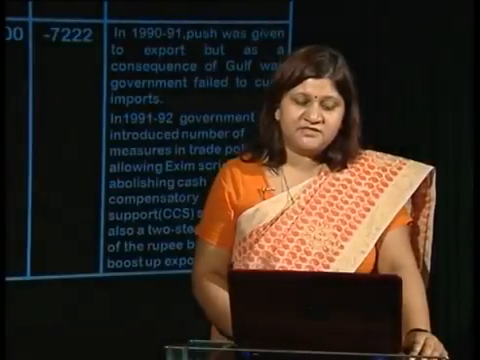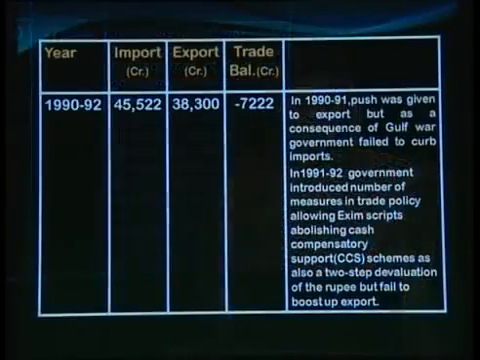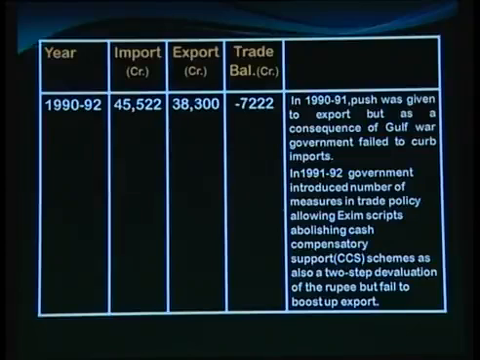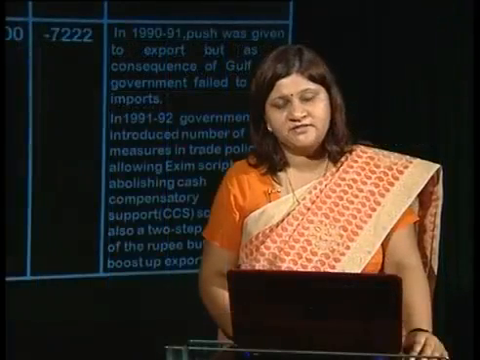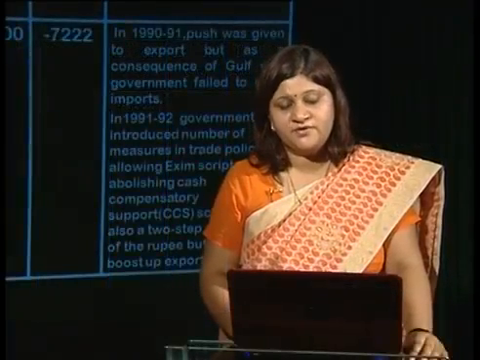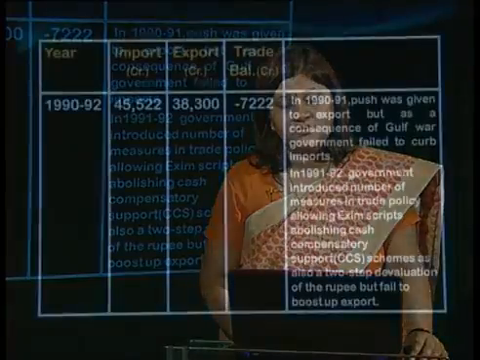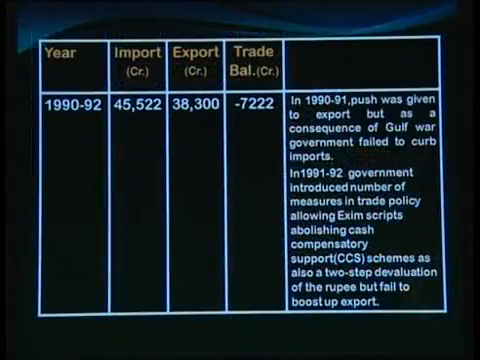Now in 1990 to 92, there is a change in the scenario. Let us understand what was the position of balance of trade, how the imports and exports were under this period. Imports were 45,522 while exports were 38,300. Again there is a trade balance that is a debit, it is minus 7,222.